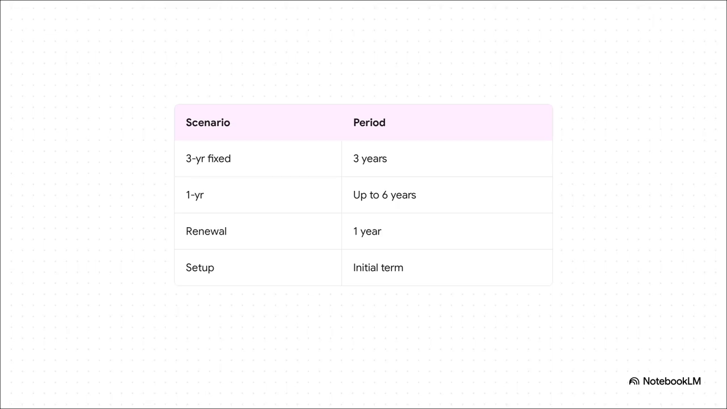This is an absolute game changer for subscription or recurring revenue models. On the other hand, an incremental commission paid later on, just for a renewal, that only relates to that specific 1-year renewal period. And standard setup costs? Usually, those are strictly amortized over the initial contract term.